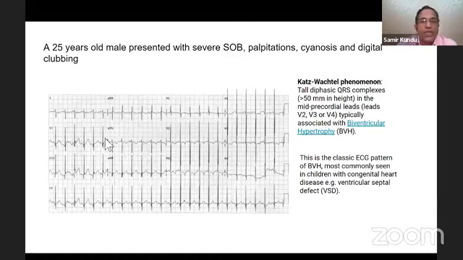This is the ECG showing a tall R wave in V1 more than 7 millimeter, RS ratio more than 1. There is an increased QRS voltage in the mid precordial leads, more than 50 millimeter total length of the R wave and S wave. This is a Katz-Wachtel phenomenon. It is found mostly in ventricular septal defect and other congenital heart diseases.